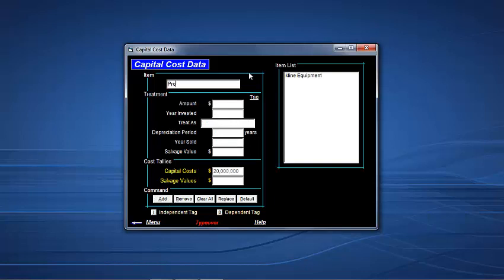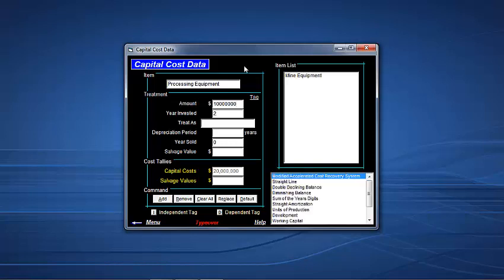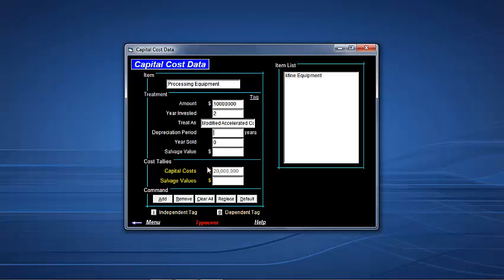Let's enter some processing equipment. $9 million of that will be purchased in the second year of our project. Again, it's a MACRS tax treatment method with a 7-year depreciation period. We'll add that to our analysis.